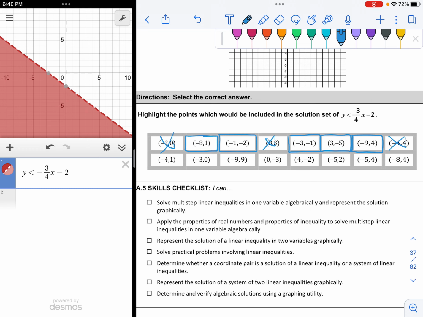If the point is on the line, like let's look at that 0, negative 2. Because this is a dotted line, that means 0, negative 2 is not a solution because it is on the dotted line. If it's on the dotted line, it does not count. So it's only if it's in that shaded region or on a solid line.